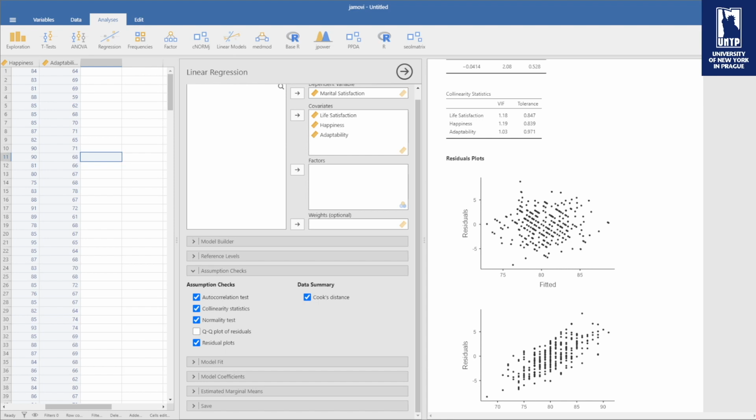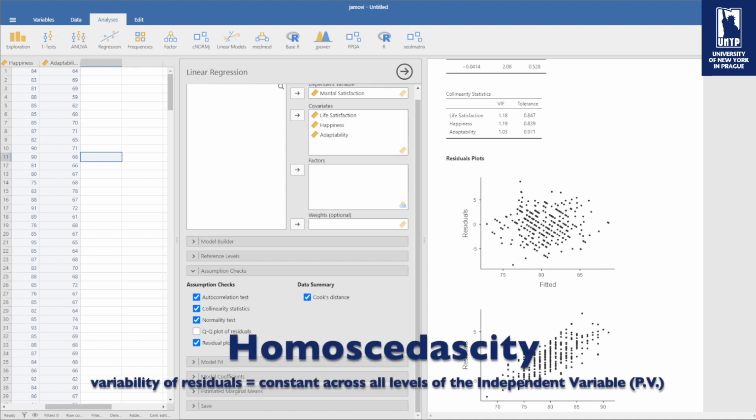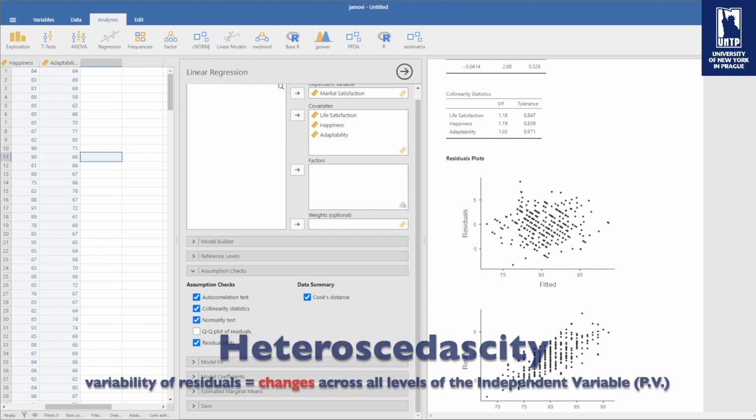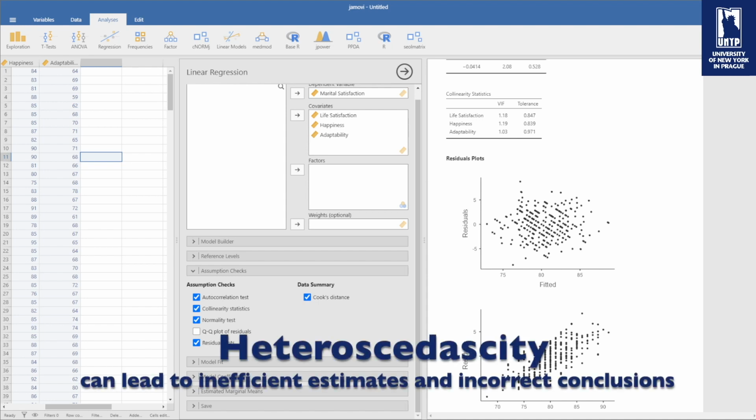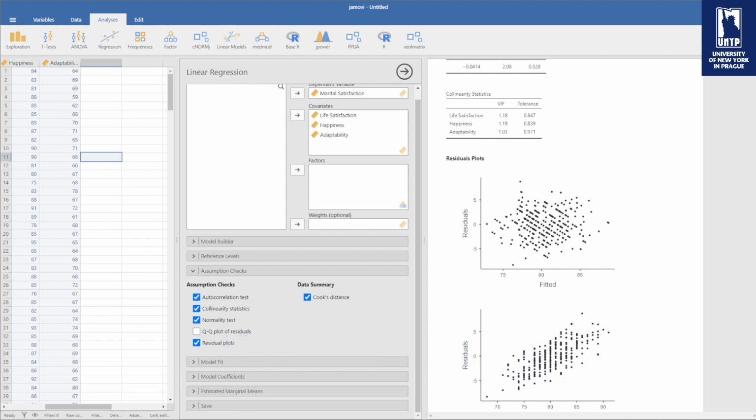What is homoscedasticity? You might remember this from Levene's test of homogeneity of variances in the t-test. It means that the variability in the residuals, in our case in multiple regression, is constant across all levels of the independent variable. If the variance of the residuals changes across levels of your predictors, it's called heteroscedasticity. Homo, same, hetero, different, from Greek, which can lead to inefficient estimates and incorrect conclusions about the significance of predictors.